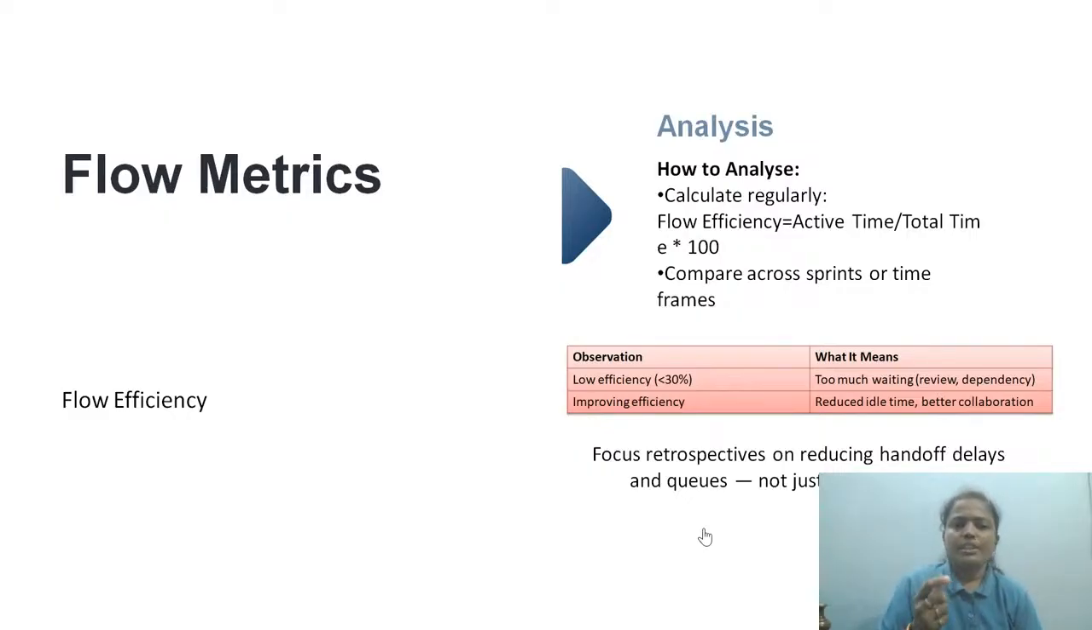Improving efficiency. Efficiency is improving. That shows idle time is reducing. The team is getting better at collaboration, which is very, very important. That's what I'm saying: the importance of daily scrum. Please try to connect these dots.